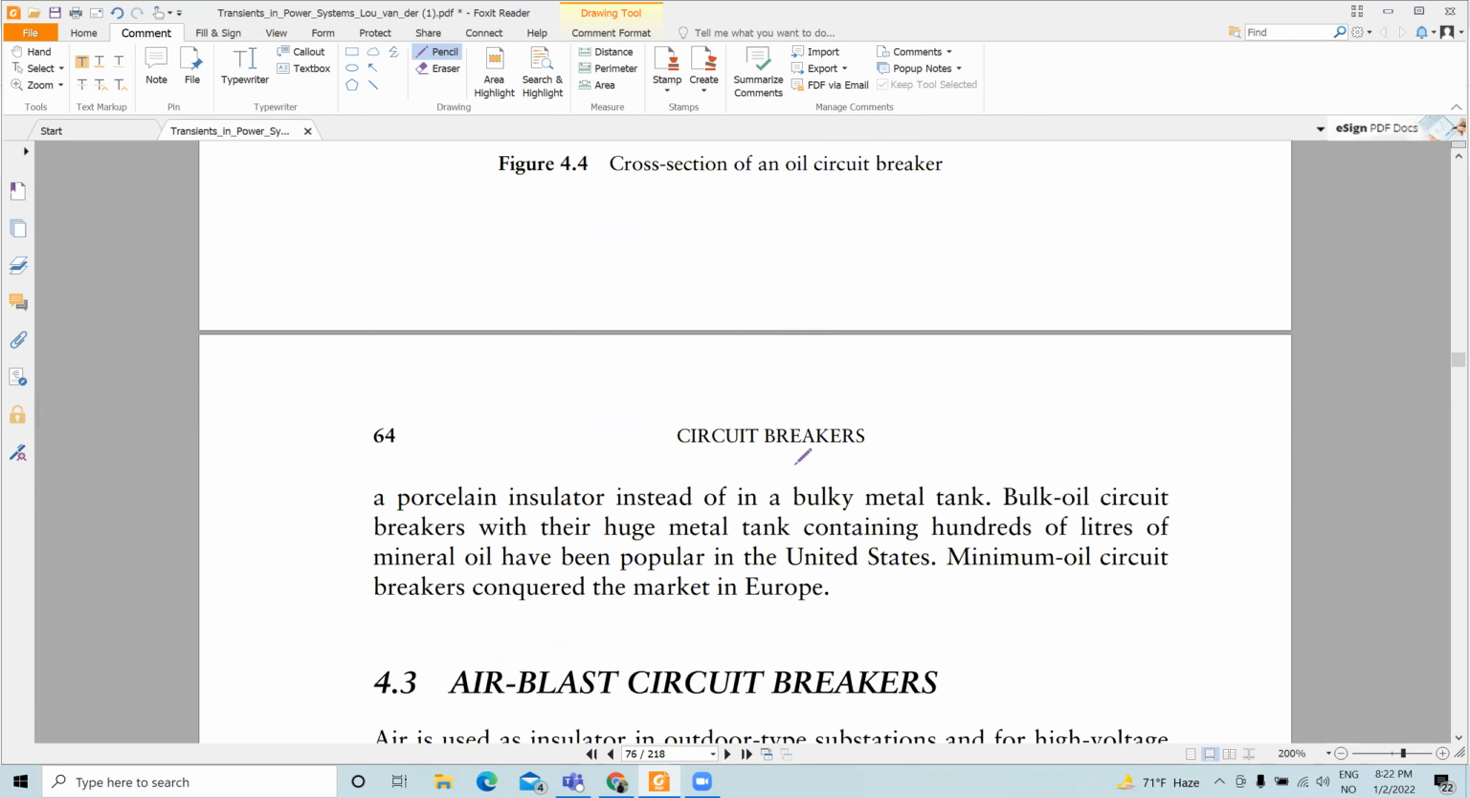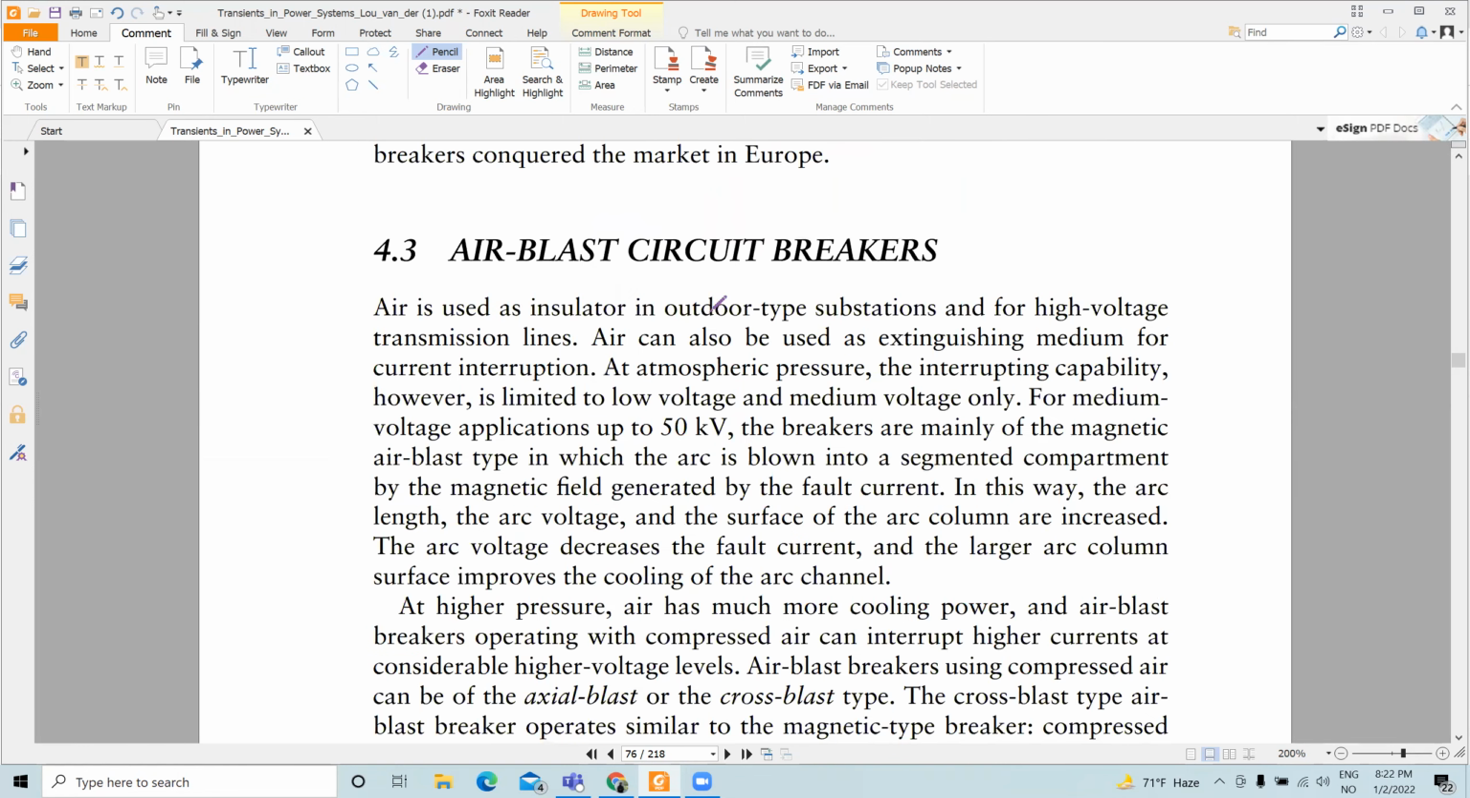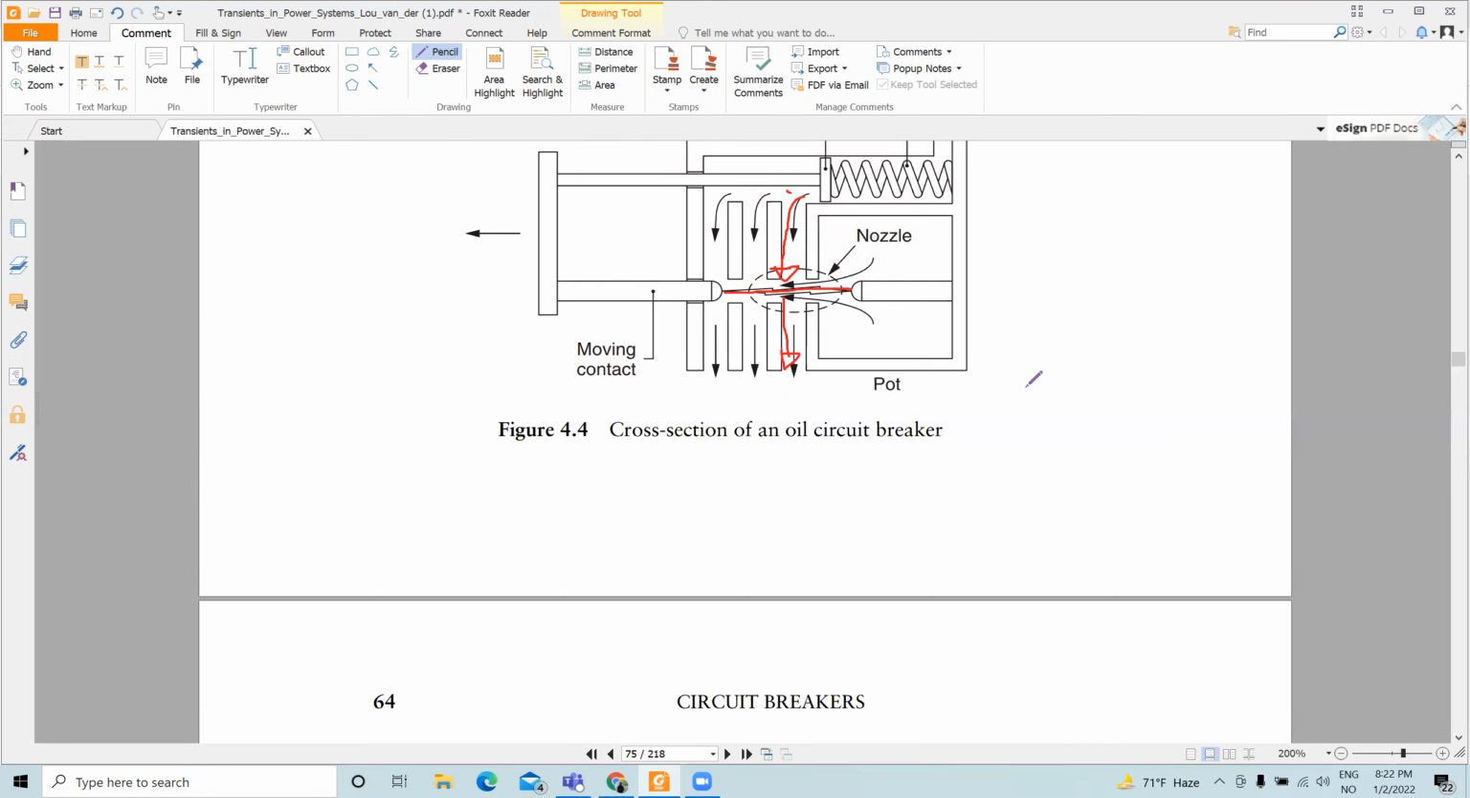So an air blast circuit breaker uses air to interrupt the current, using a blast of high pressure air to interrupt the current.